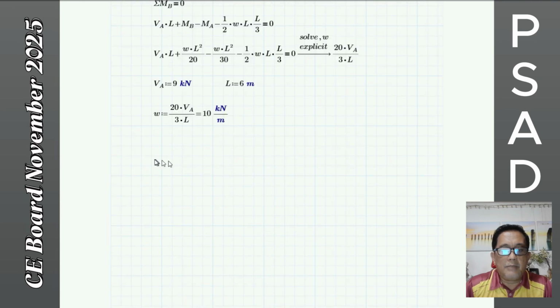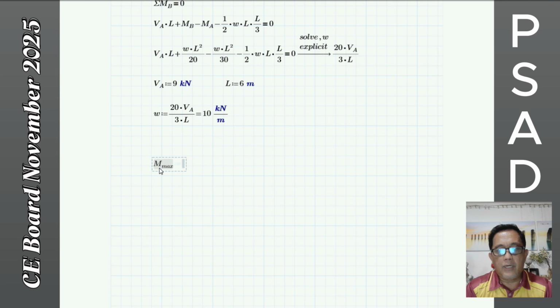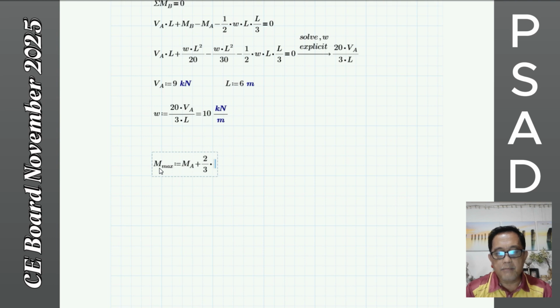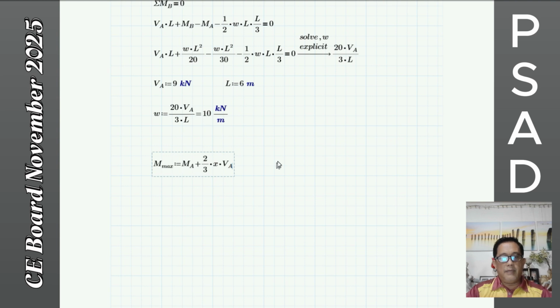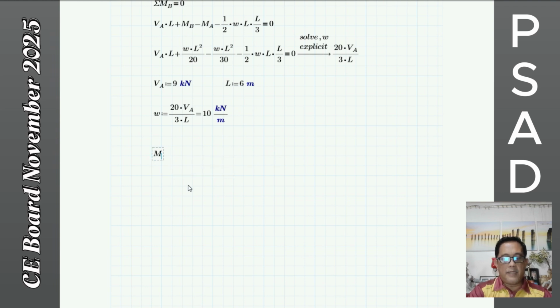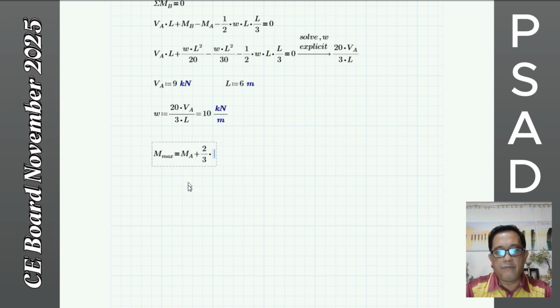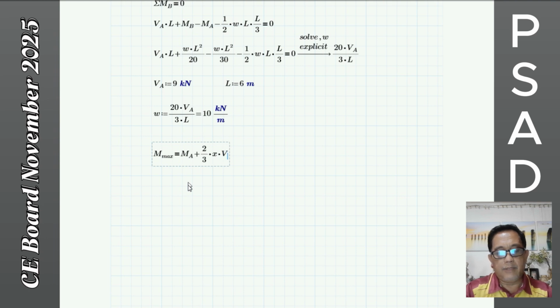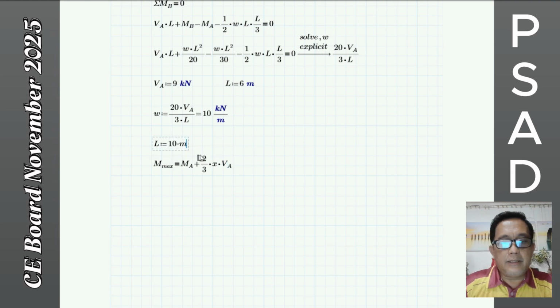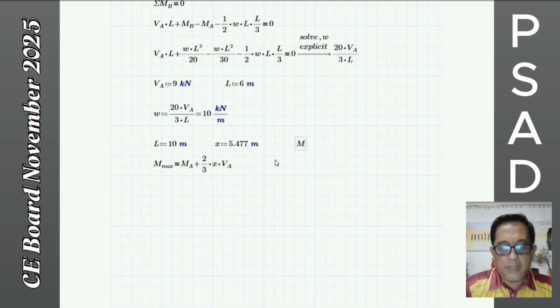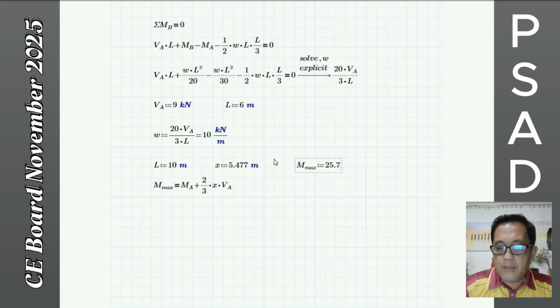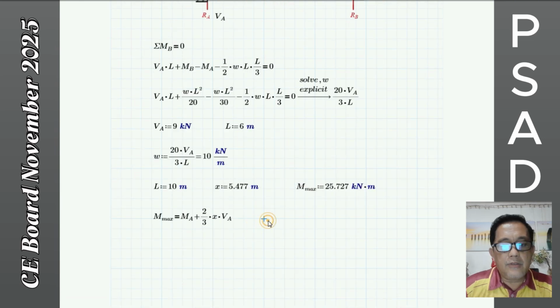Okay, let's solve that one. Number 3. Again, it's M max equals M sub A plus the area of the shear diagram. It's 2/3 times the base, which is X, times the height, which is V sub A. Okay, so what do we know so far? MA, we know MA. So M max is M sub A plus 2/3 of the base times the height, which is V sub A. So what are given here? Length is 10 meters, X is 5.477 meters, and M max is 25.727 kN-meter. And also, M sub A is this one.